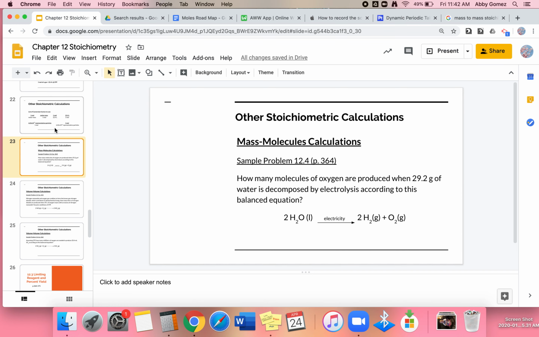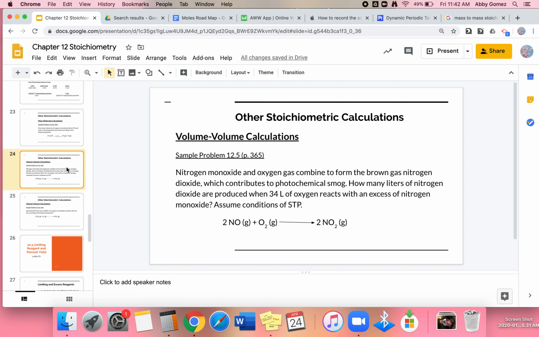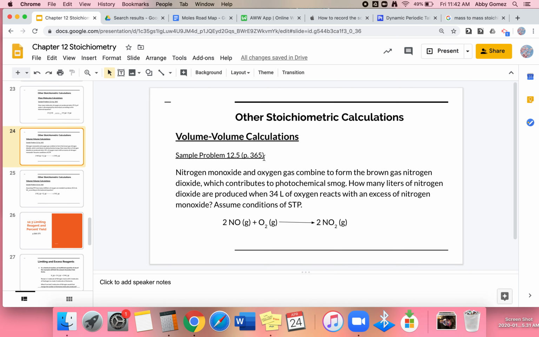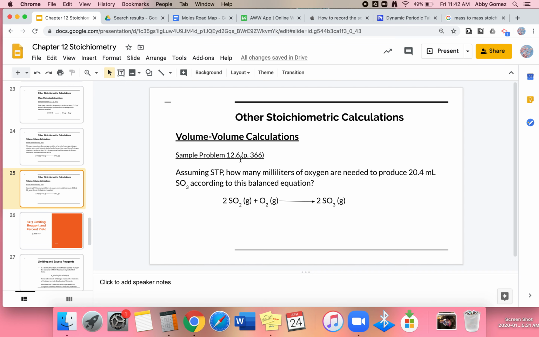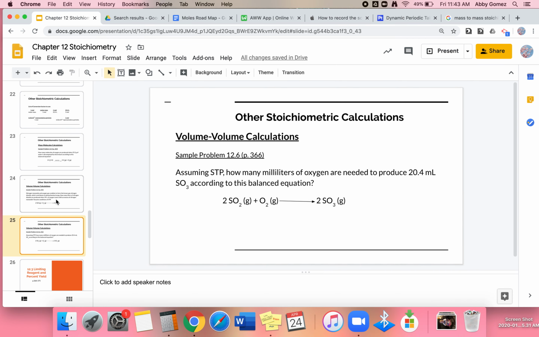Now here is where your assignment for the next time we get together. You need to do sample problem 12.4, which is a mass to molecule conversion. You need to do sample problem 12.5, which is a volume to volume calculation, and you need to do sample problem 12.6, which is another volume to volume calculation, it looks like. So those will be your assignment for the next time that we get together.